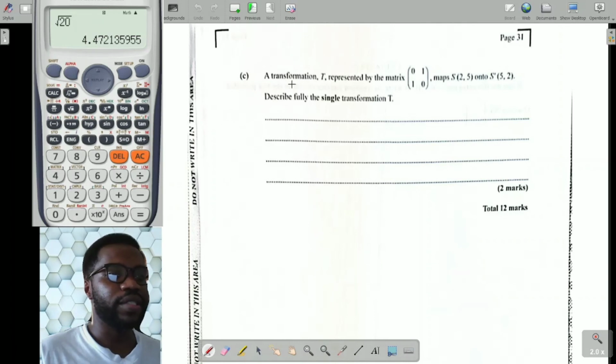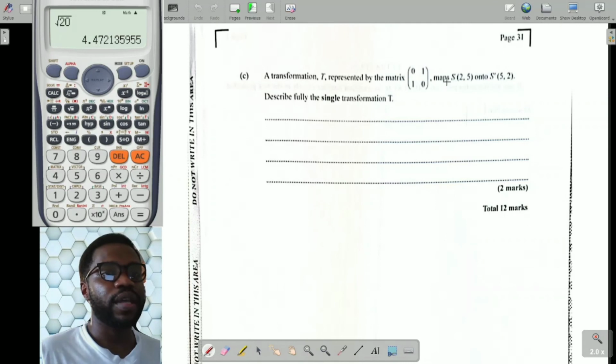Alright, now this question says a transformation T represented by the matrix 0, 1, 1, 0 maps S onto S prime 5, 2. Describe the single transformation T. Now, I want you to realize something. This is the x value. This is the y value. Over here, the y value became the x value and the x value became the y value. So it's like a switch. Technically, do I have to recognize this matrix? No. Y becomes the x value and x becomes the y value.